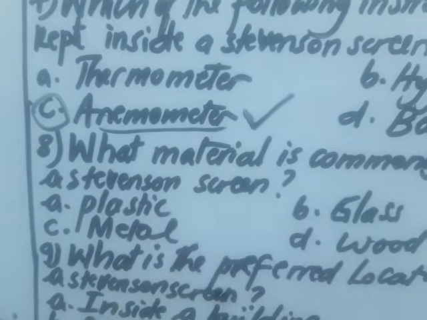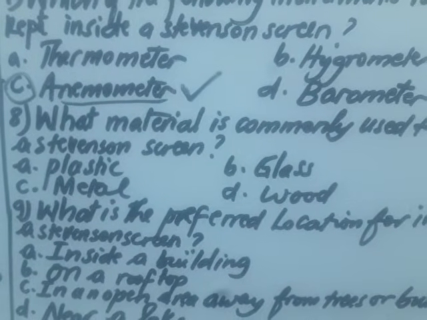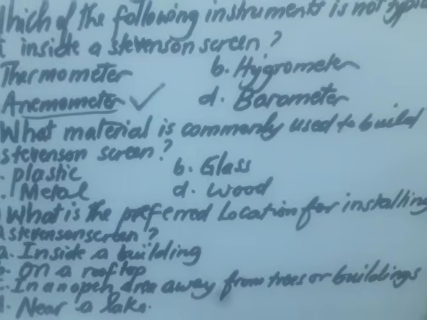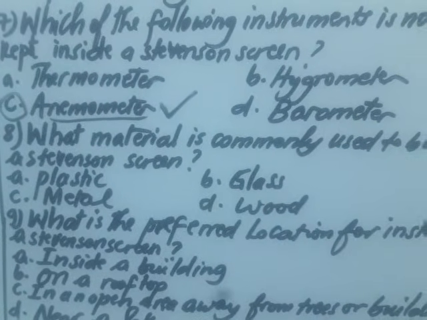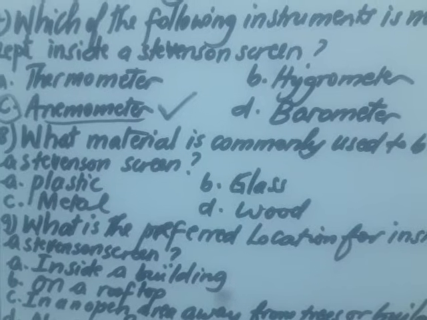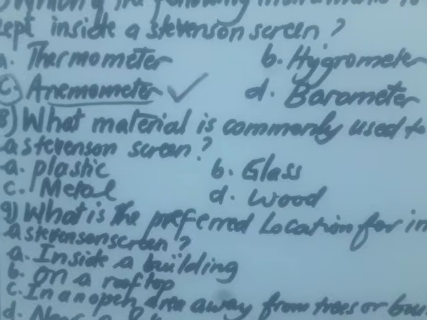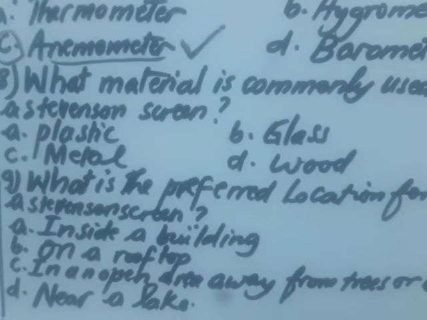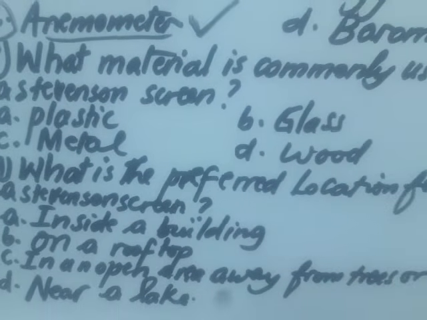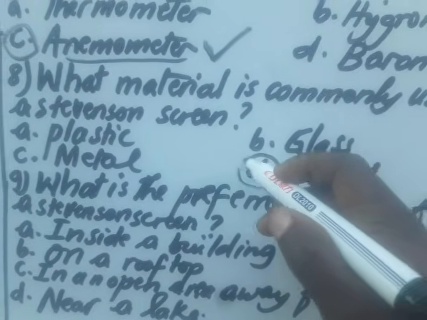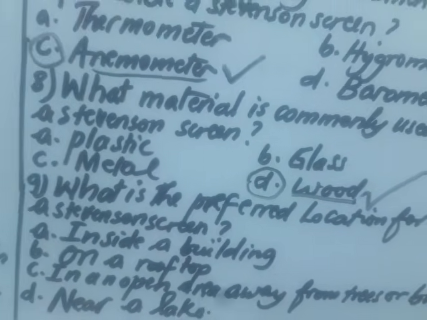We reach question number 8. What material is commonly used to build a Stevenson screen? Remember that we talked about the different materials used to build the Stevenson screen, where we said that it is made of wood. A, plastic. B, brass. C, metal. D, wood. So the correct answer is D, where we have seen that a Stevenson screen is made out of wood.